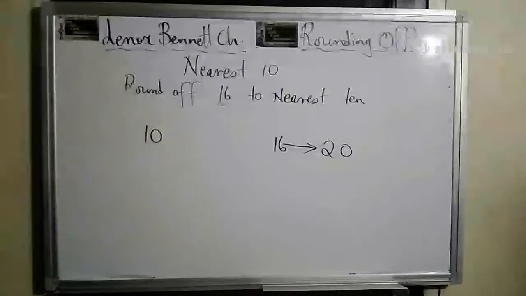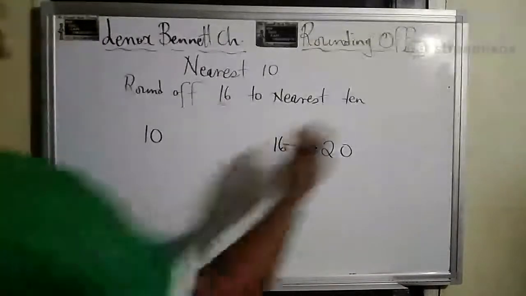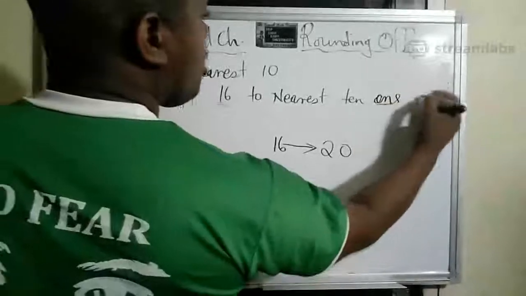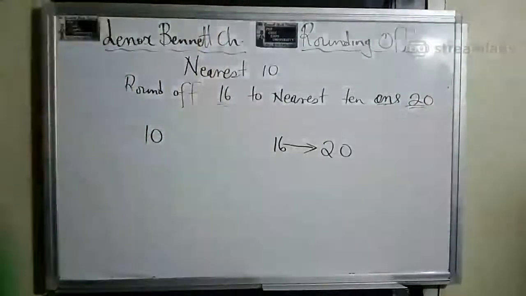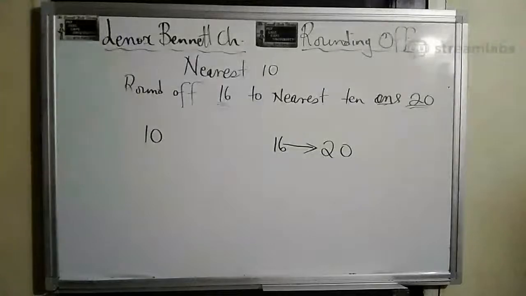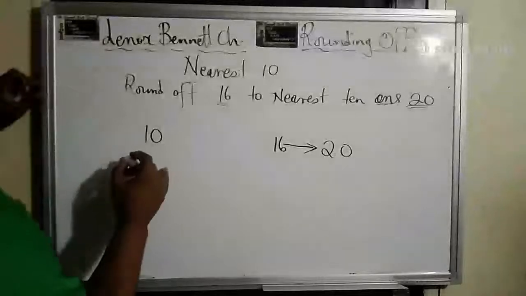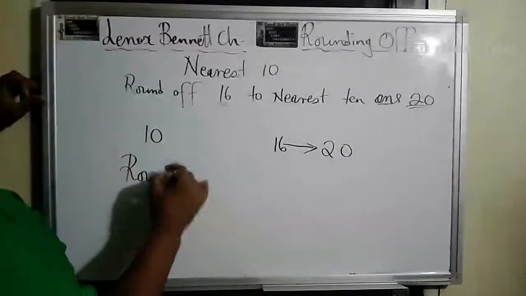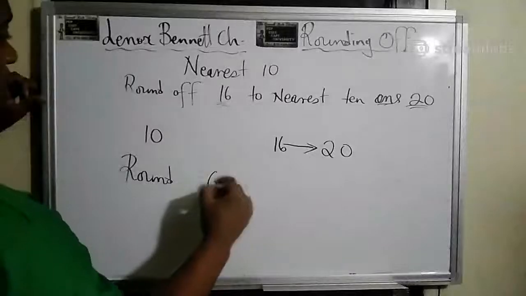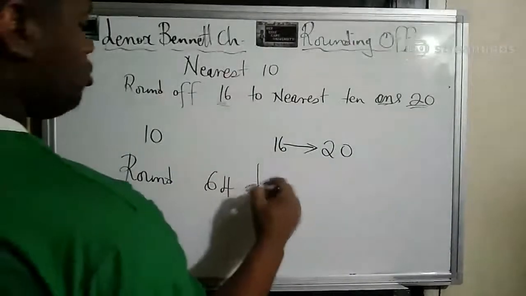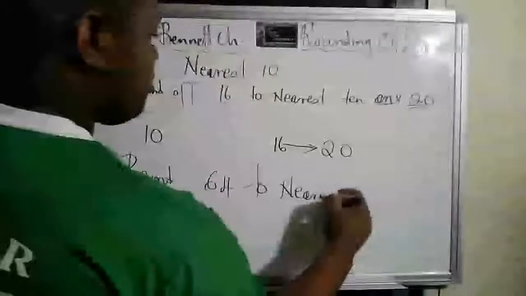Let us look at another one. Before we go into the complicated things, we don't want to go into them just like that. Alright, round off 64 to the nearest 10.